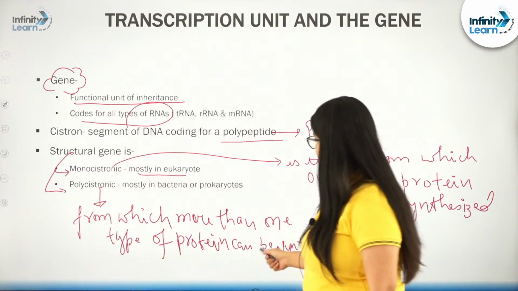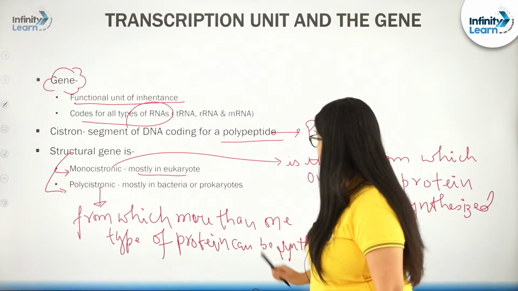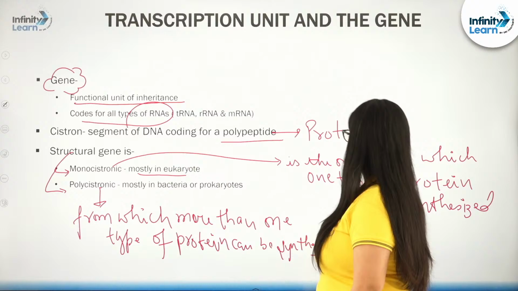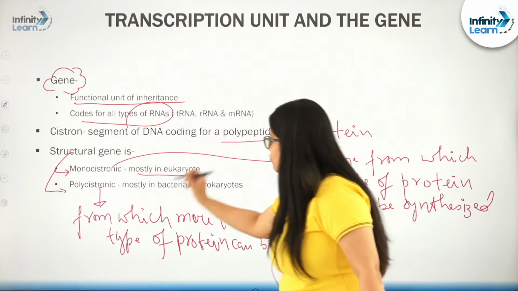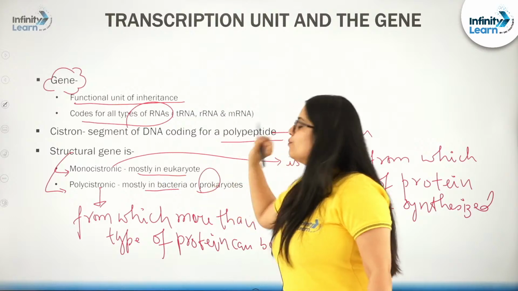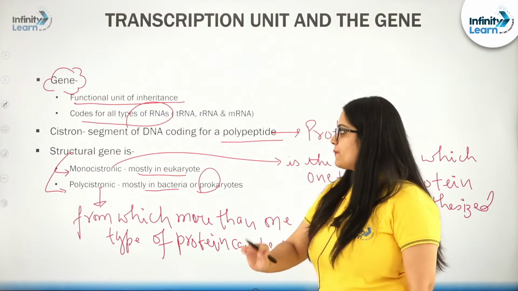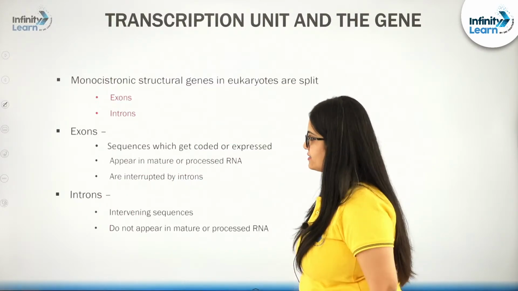Polycistronic means more than one type of protein can be synthesized, and monocistronic means only one type of protein can be synthesized. They are mostly seen in bacteria or prokaryotes. Please remember this. Let us see what we need to understand next.